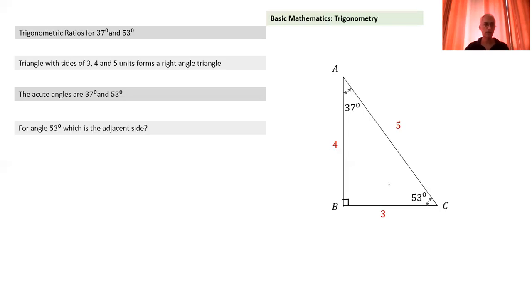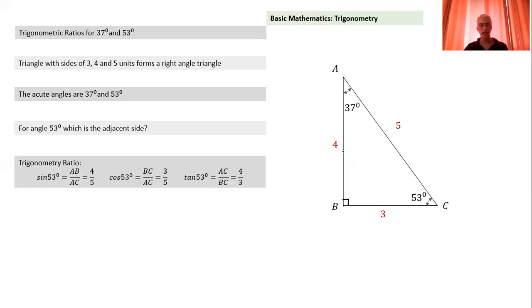Acute angles are 37, 53. So if I have to find the ratio for 53, 3 becomes the adjacent side, 4 becomes the opposite side. And what are the ratios? Sine of 53 will be 4 by 5. Cos of 53 will be equal to 3 by 5. Tangent of 53 will be equal to 4 by 3.